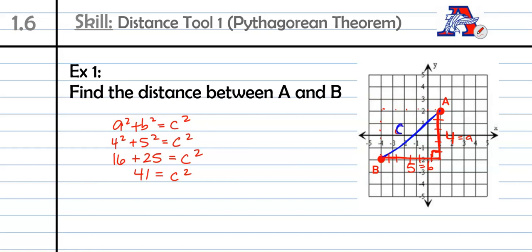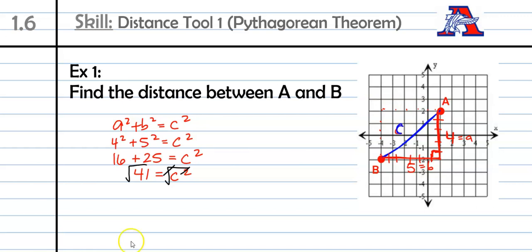We need to get rid of that square. So in order to get rid of a square, to undo it, you need to take the square root of both sides. Those guys are inverse operations. Some teachers will say those cancel each other out. I don't love that terminology, but it is what it is. That may be what you're used to. And at that point, we need to figure out what the square root of 41 is.